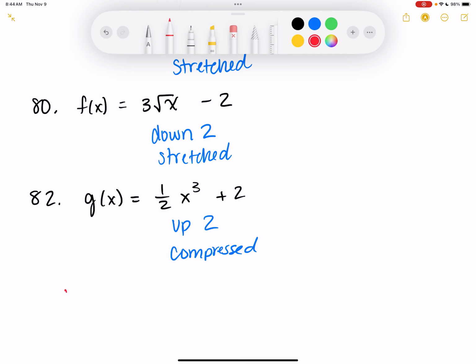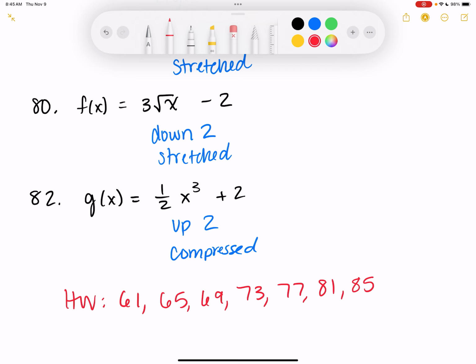All right, so your problems are 61, 65, 69, 73, 77, 81, and 85.